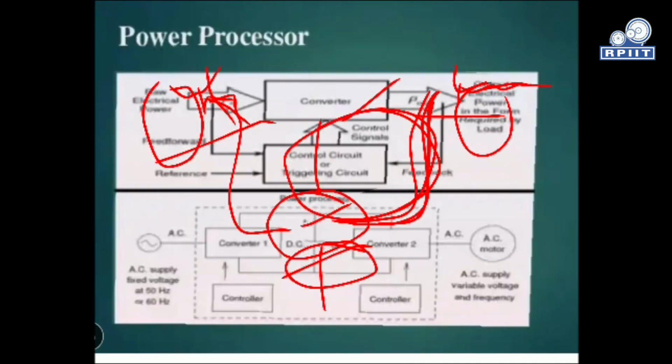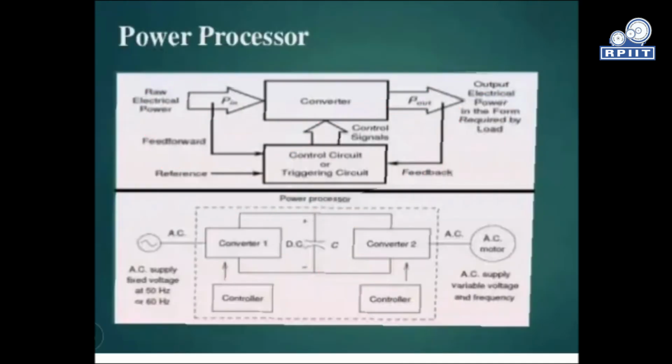So this is the basic structure of a power processor. We can say the flow of electrical power is from here, that is P in, and the converter processes it and converts it into P out. That is the electrical output power in the form required by the load. We take that measured output as feedback for the control circuit or triggering circuit. Again, in the controller we have to put the reference signal and the input, right?